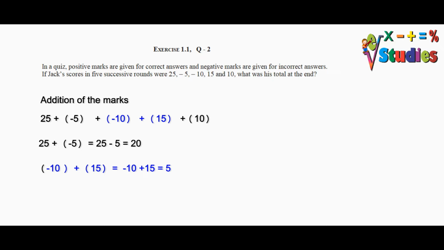Don't forget, students, we are using the larger number's sign for the answer's sign because one integer is negative and one is positive, and we are doing the subtraction on them. Now we have three integers left to be added: 10, 20 and 5. They all are positive, so we perform addition on them, and that gives us the answer 35. These are the marks obtained by Jack.